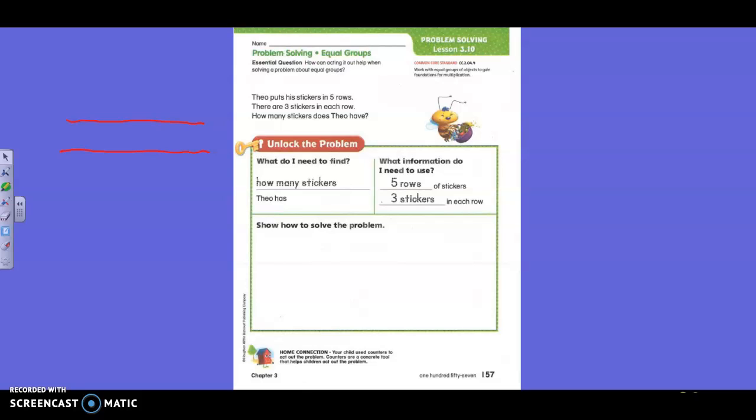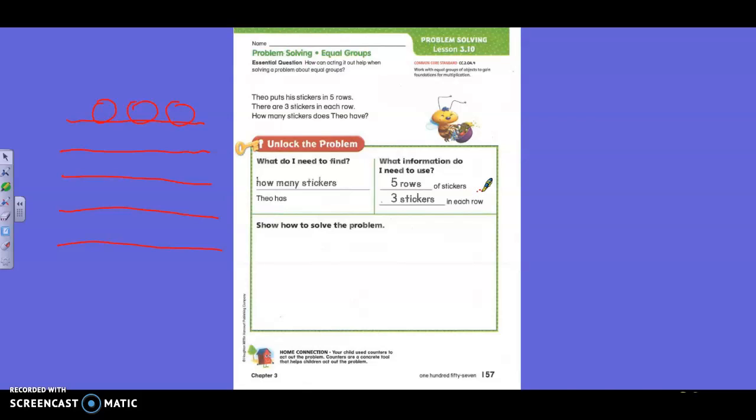So he puts stickers in 5 rows. Think about there being 5 rows. 3 stickers are in each row. So these are the stickers. What do I need to find? How many stickers Theo has, right? What information do we need to use? We know that there are 5 rows of stickers, and that there are 3 stickers in each row.